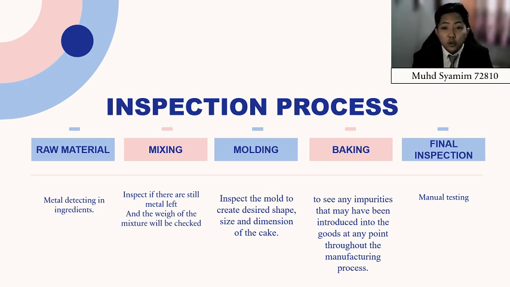After that, an ultrasonic molding machine will be used to inspect and create the mold to create our desired shape, size, and dimension of the cake. And lastly, we will use the X-ray machine to inspect if there are any impurities that may have been introduced to the cake at any point throughout the making process. And for the final inspection, there will be no machine included.